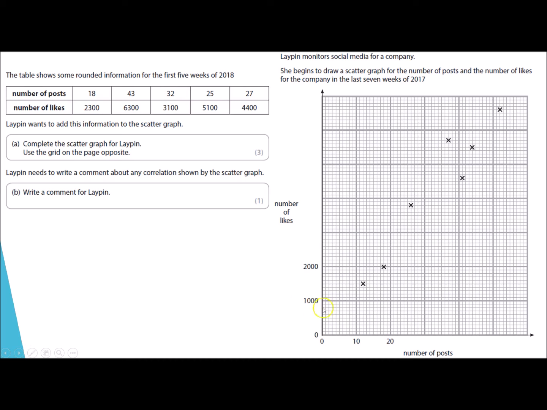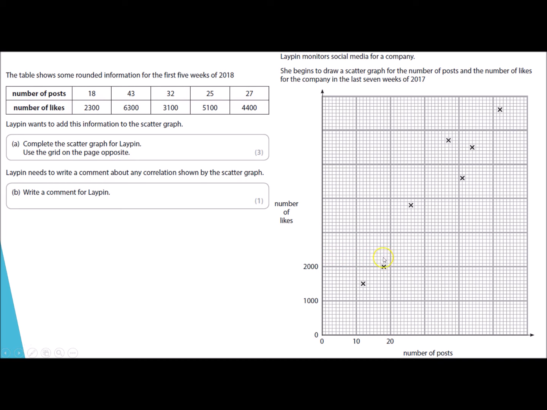So it should round if I want to add this on. So let's go 18 posts, 2,000, and do these go in ones? 1, 2, 3, 4, 5, 6, 7, 8, 9, 10. Yep, so 2,300 will be here.